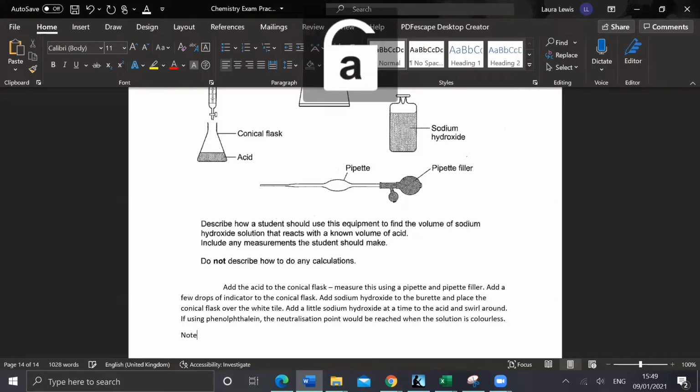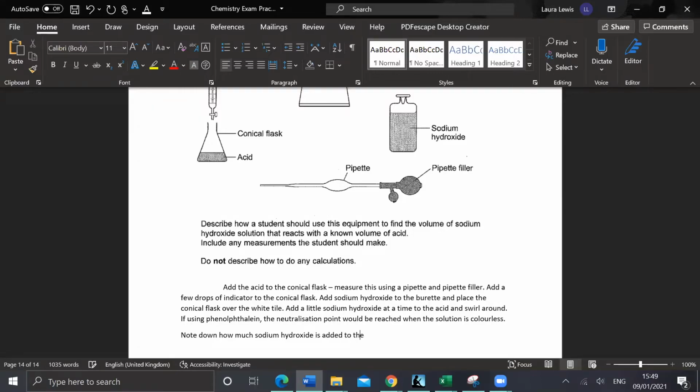Okay, so note down how much sodium hydroxide we're adding to what, because in one question it's one way, wasn't it? Hydroxide is added to the acid, in a table.